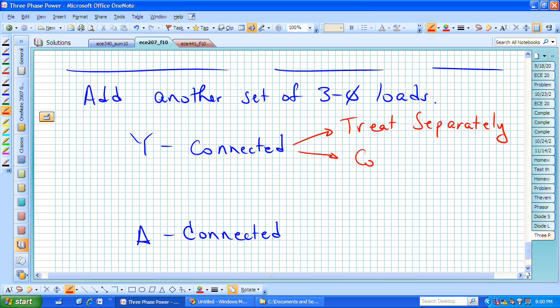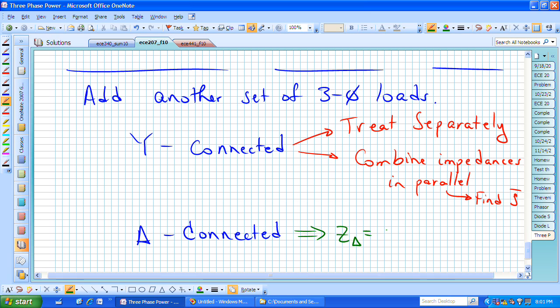Or you could go ahead and combine all of the impedances of all of the loads, load 1 and load 2. Those will be in parallel if they're now a Y connection with another Y connection, and then you could use that to find the power of all of those. If it's delta connected, it's a little different, because now the impedance in a delta connection is actually bigger by a factor of 3 than a Y-connected load.